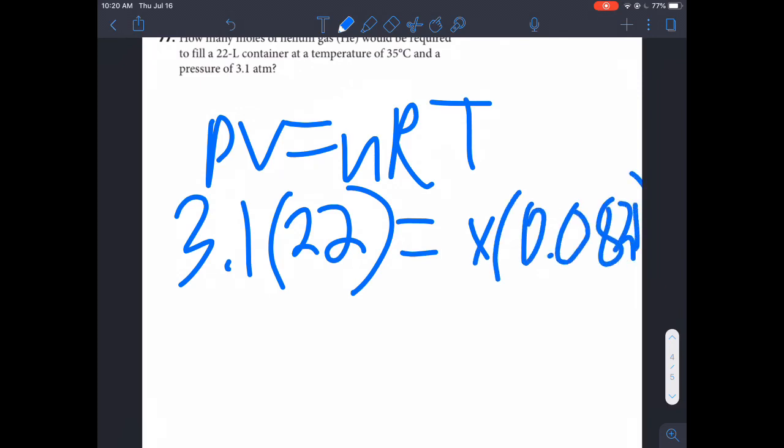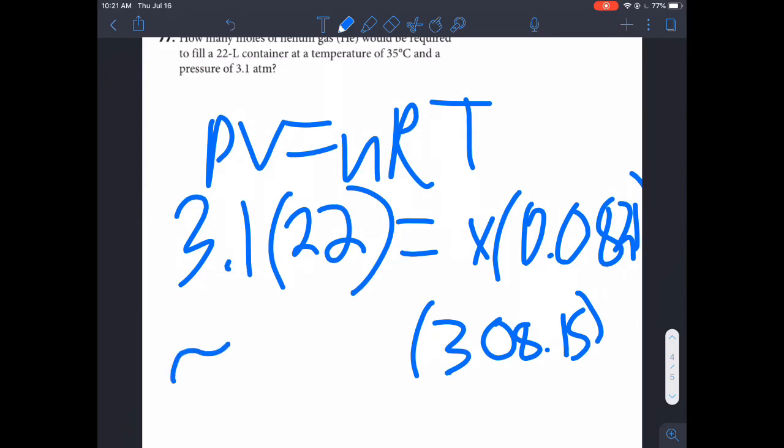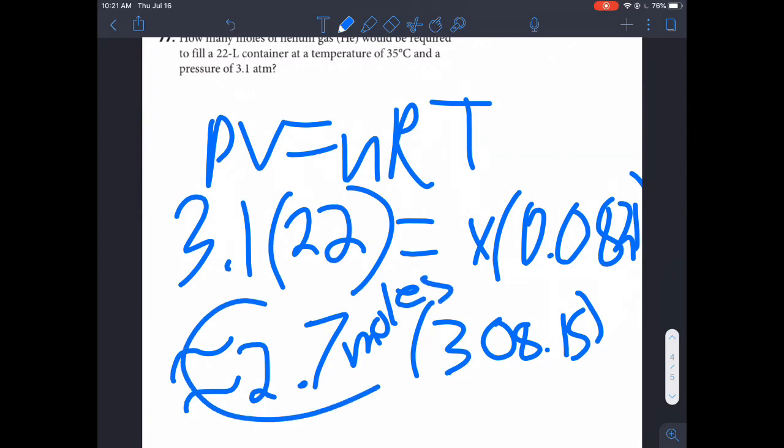Because we're using atmospheres. And then again, we'd have to convert Celsius. So we have to add 273.15, so it'd be 308.15. So then let's do the problem real quickly. And then you should get approximately 2.7 moles. So that's it. This one's a lot simpler.